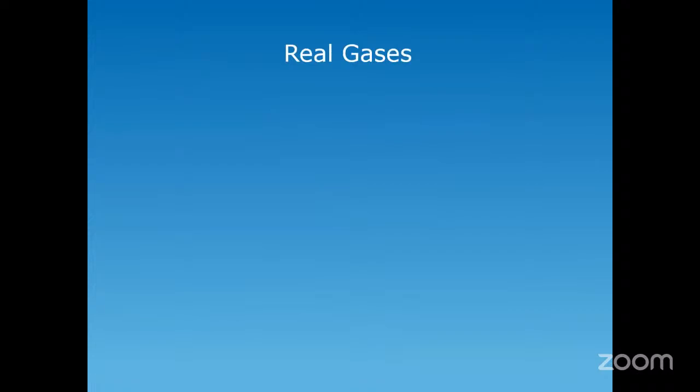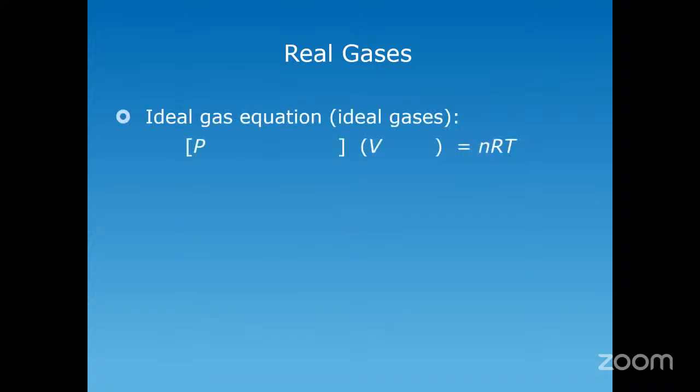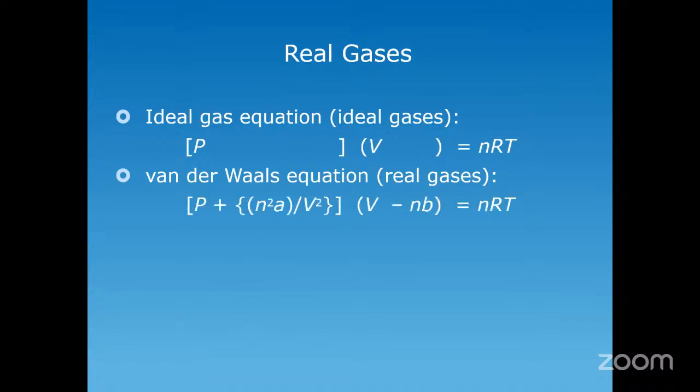So remember we talked about earlier the ideal gas equation. This begs the question, how does that equation change when we take into consideration real gases? Because the ideal gas equation is for ideal gases. So a guy by the name of Van der Waals did some theoretical work, and he came up with an equation which is basically a modification of the ideal gas equation, right?